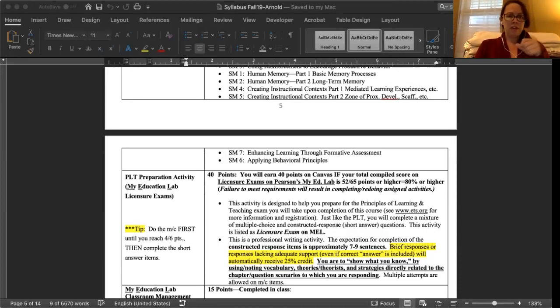So once I have the video ready, it'll be posted here. Here are the assignments that you need to do. This licensure exam, it's just a placeholder to remind you to do it, so it'll show up on your calendar. You don't actually upload anything here because this is due on the Pearson course, I apologize, on the Pearson course.